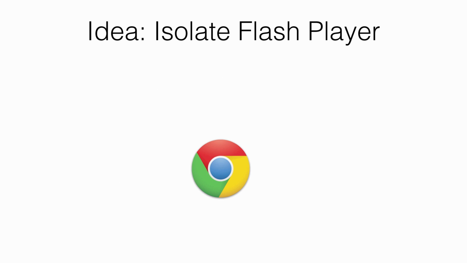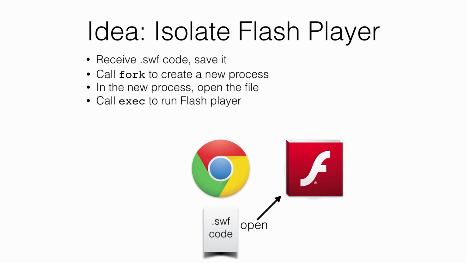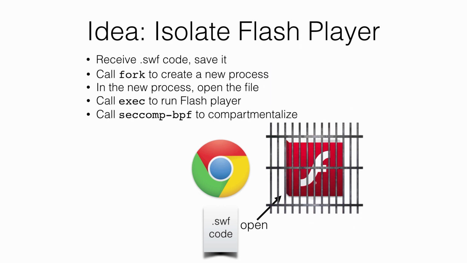So let's look at how we might isolate Flash Player that aims to execute a file that we browse to on the internet. First, suppose we browse to a website that has a Shockwave file, which is a program that's going to be run by Flash Player. As usual, we'll save this file to the local machine. Next, we'll call fork to create a new process, and that process will open the file. Now this process is still running as Chrome, and so we must exec the process to now run as Flash Player instead.